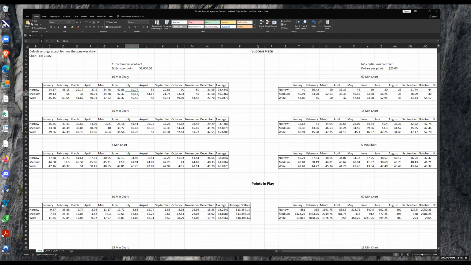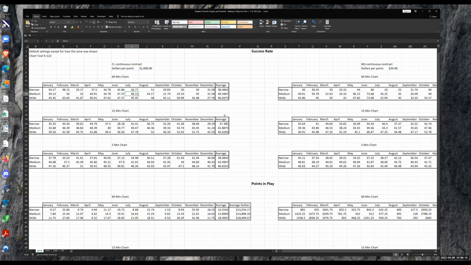So we can see here on the 60-minute chart, we'll look at oil first here on the left. I'm going to be looking primarily at the averages. We can see here that wide zones perform better than narrow zones, and the difference was actually quite substantial. Our success rate on the wide zones was 46%. That's not bad. The narrow zones, the success rate was lower, but then again, the risk is lower as well because they're narrower zones. And the medium came in right in the middle.